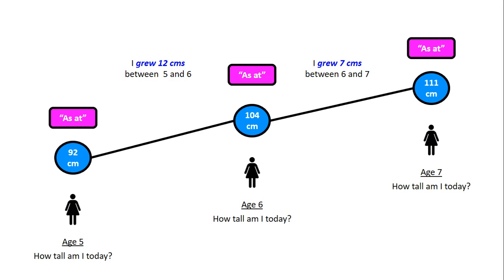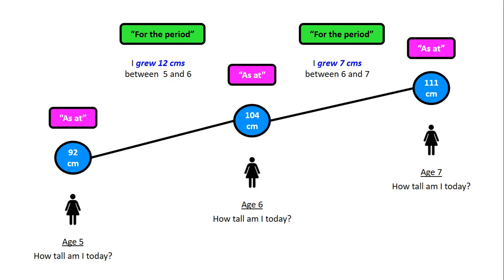Where does the "for the period" part come in? Well, that's how much you grow. How did you perform? How was your growth? You grew for the period 12 centimeters between 5 and 6. Between the ages of 6 and 7, for that period, you grew 7 centimeters.